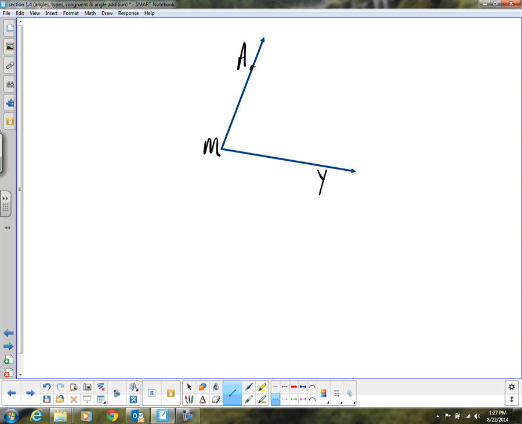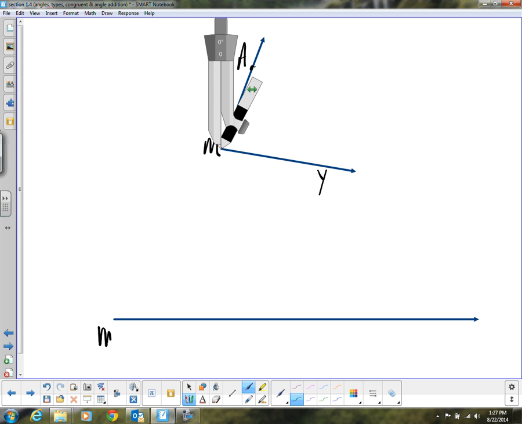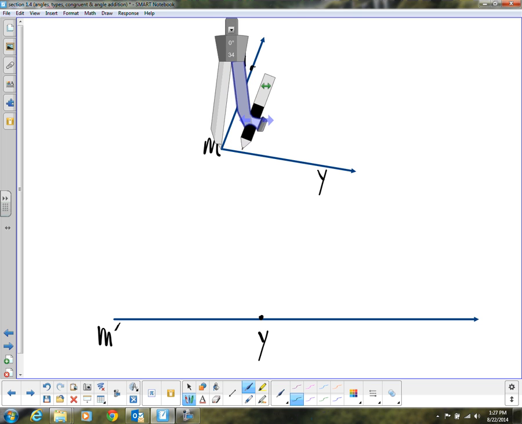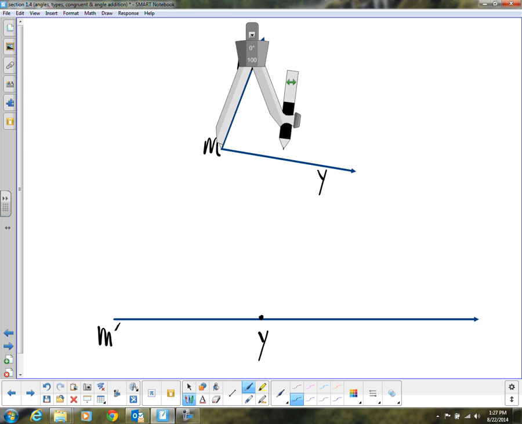So the first step is to construct a long ray. The second step is to grab ourselves a compass. There's my compass. So what we're going to do is we're going to put the compass point on vertex M. So over here they told us to label this M prime, and then there's some point over here Y. It doesn't matter where, as long as it's on that side. All right, now I'm going to open my compass, and my compass needs to be any opening. So I think I'm going to do that.